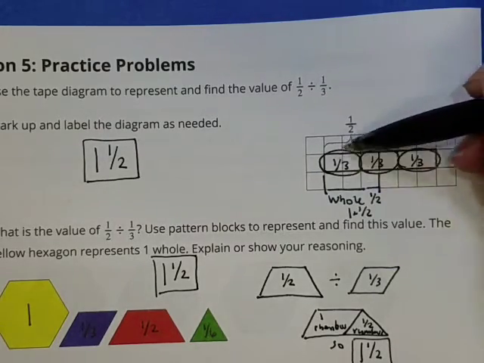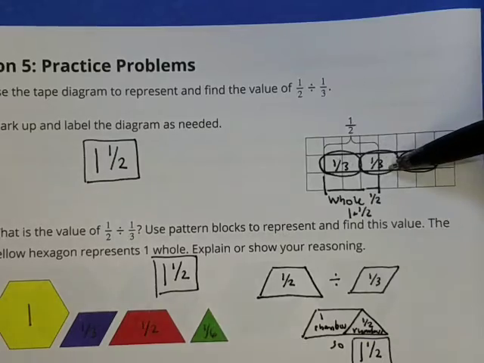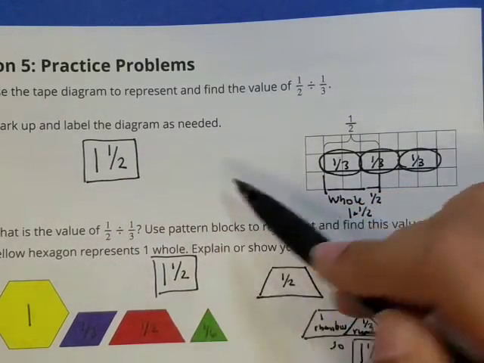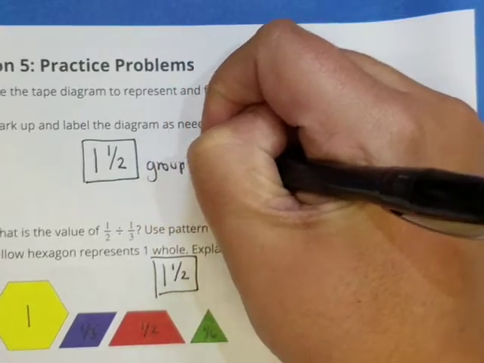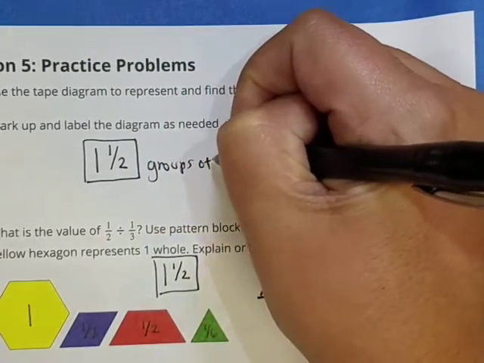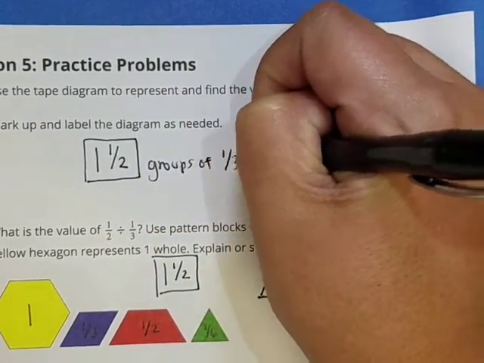Well, here's one group, and here's half of a group. So 1.5 groups of 1/3. And I'll add that in there. So 1.5 groups of 1/3.